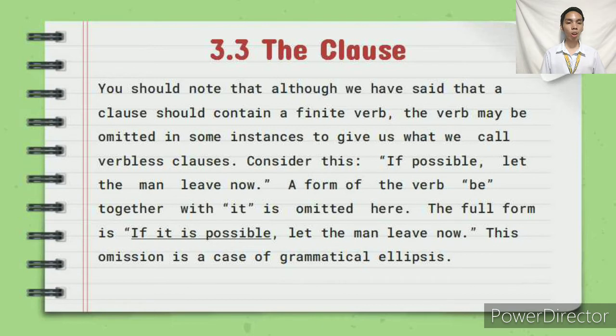Next, you should note that although we have said that a clause should contain a finite verb, the verb may be omitted in some instances to give us what we call verbless clauses. So here is an example. If possible, let the man leave now. So we can see here that a form of the verb be together with it is omitted. The full form is, if it is possible, let the man leave now. So this omission is a case of grammatical ellipsis.